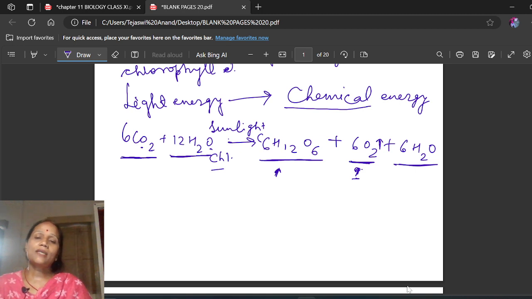But if we are talking about free oxygen, pure oxygen liberated in the atmosphere by the green plants, from where does this oxygen come? Whether from CO2 or from H2O. So we have to make it confirm that this oxygen comes from the hydrolysis of water.